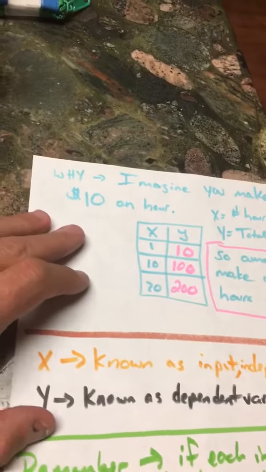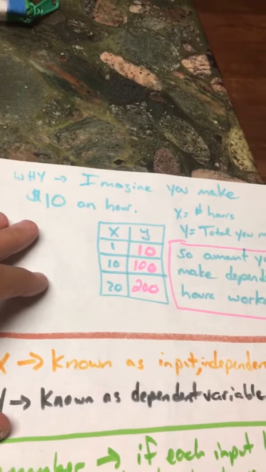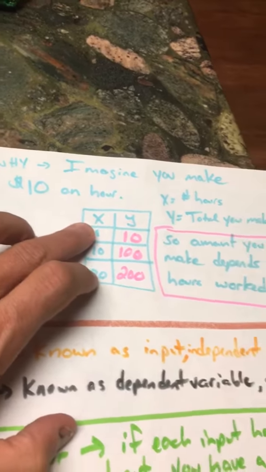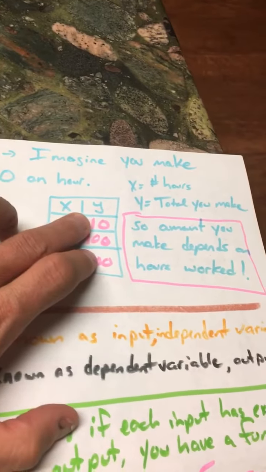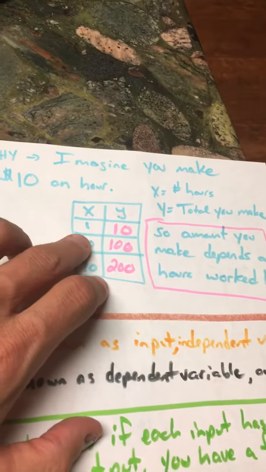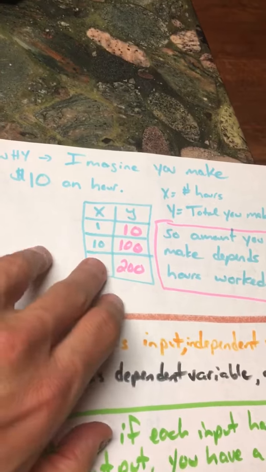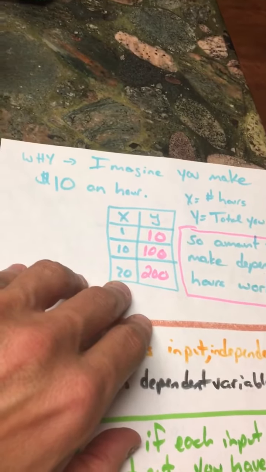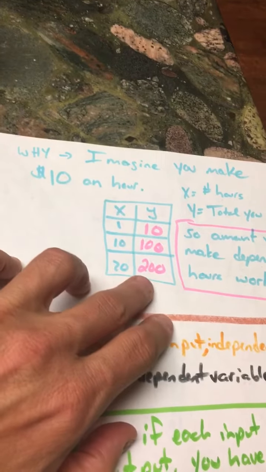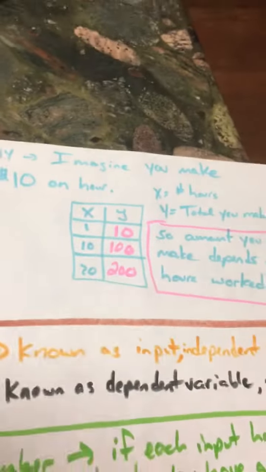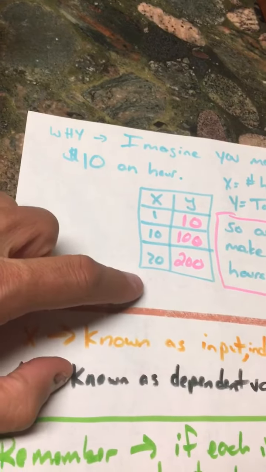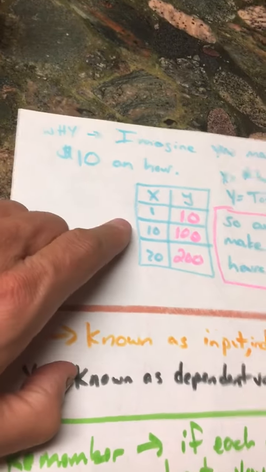So imagine this. Imagine you make $10 an hour. If you set up a little table, x is the input, x is the number of hours, y is the output, would be the total you make. If I work 1 hour, y would be 10. If I work 10 hours, 10 times 10 would be 100. If I work 20 hours, 20 times 10 would be 200. So the input here, or the x, that's my independent variable. I can pick whatever number I want and put over here, and then y would depend on that. I would multiply it by 10.